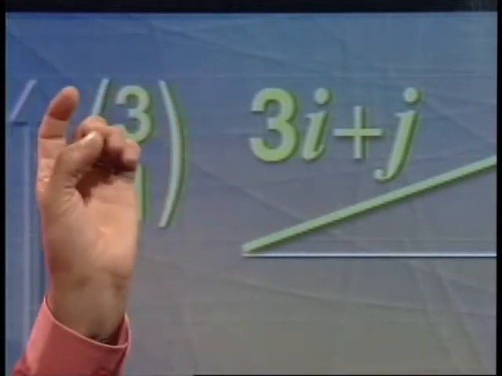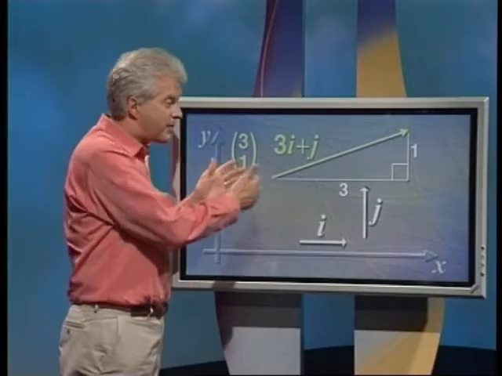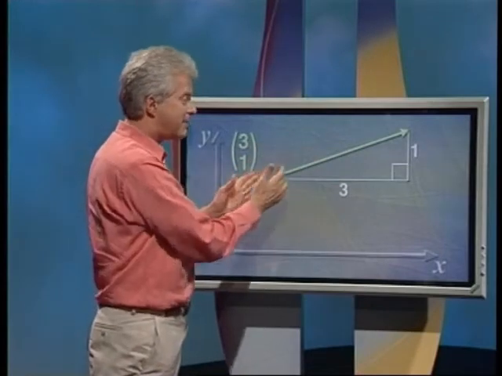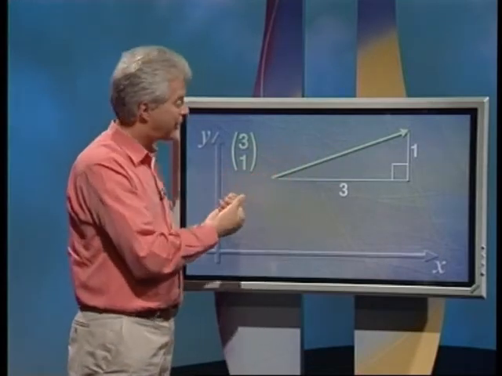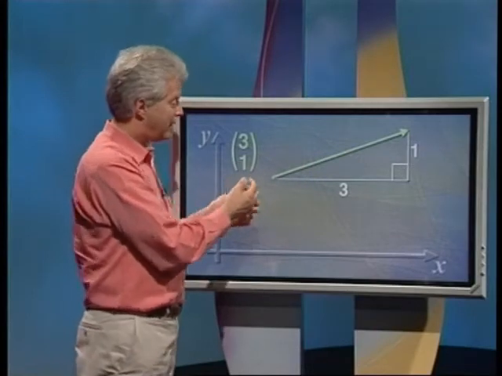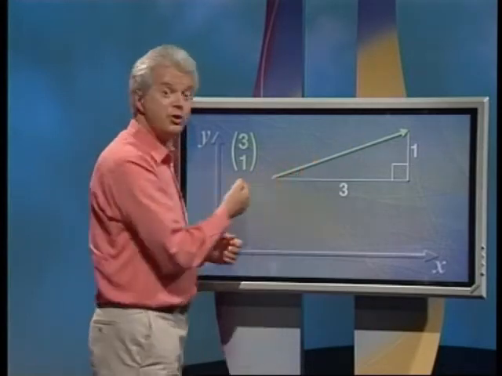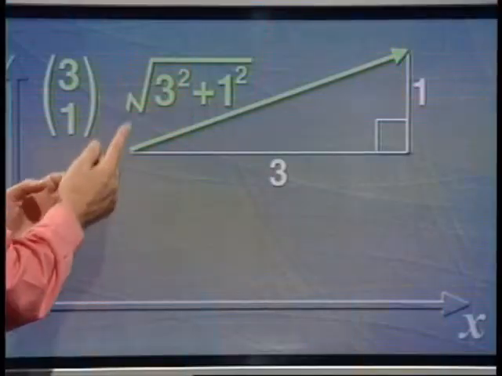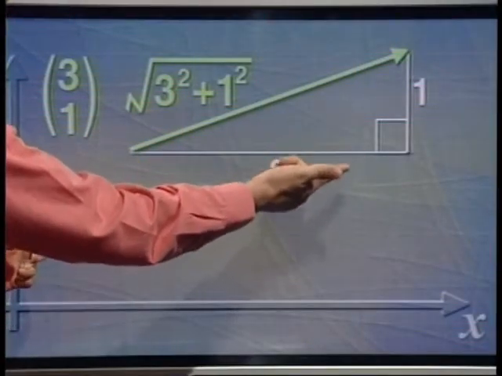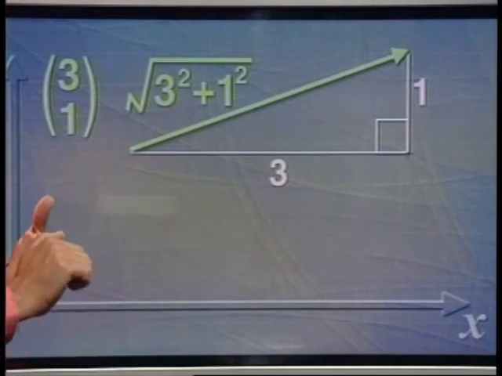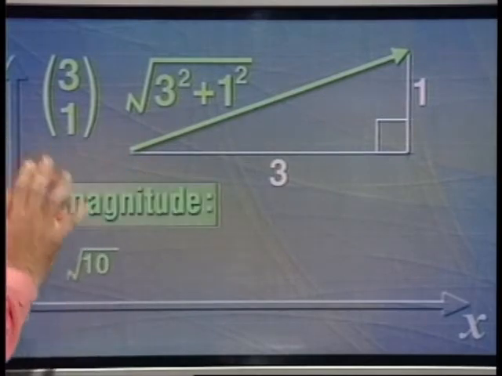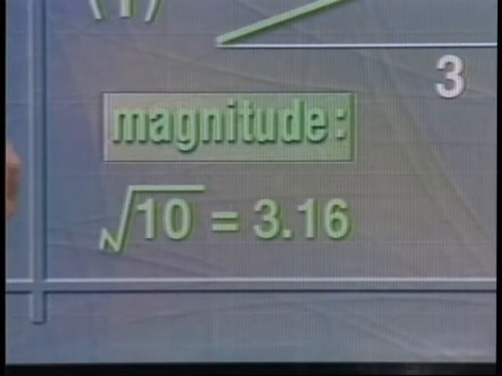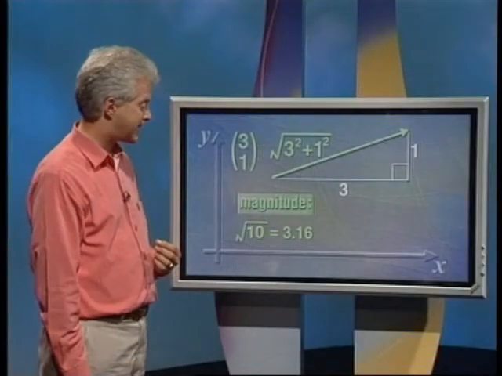But there's another way of describing a vector that's not in terms of its components. You can describe a vector in terms of its magnitude, that is its length, and its direction. Now, as far as the magnitude is concerned, we can use Pythagoras' theorem, because the magnitude or length of this vector is the square root of 3 squared plus 1 squared, the square root of 10, and the square root of 10 is equal to 3.16 to 2 decimal places.